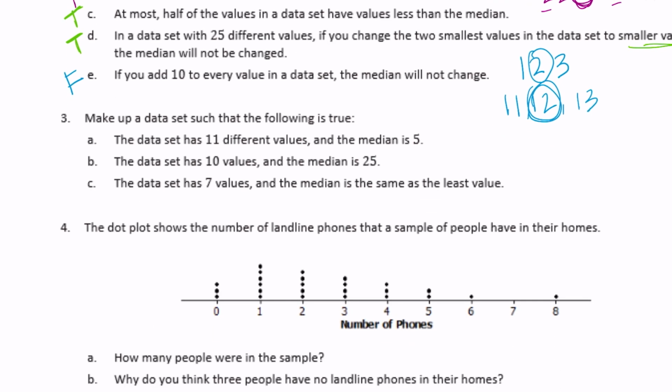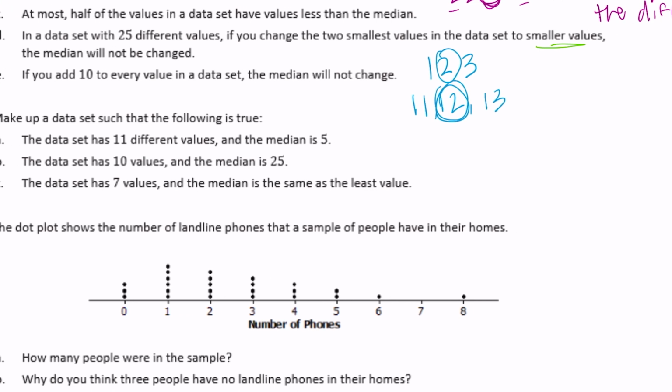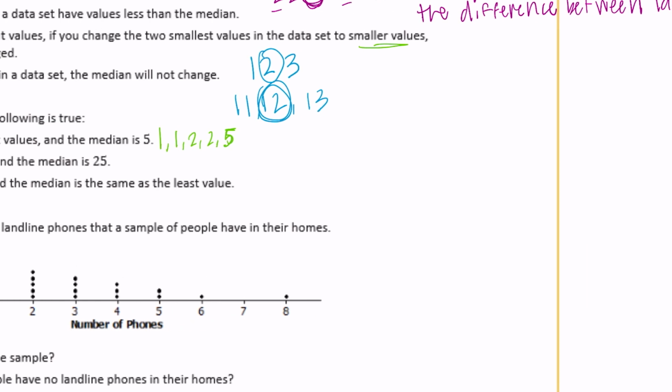Number 3, make up a data set such that the following is true. The data set has 11 different values and the median is 5. So 5 needs to be in the middle. And then we need 5 numbers on either side. So it could be anything. We're going to go 1, 1, 2, 2, 5, and then we can put anything above 5 over here. We could put another 5.